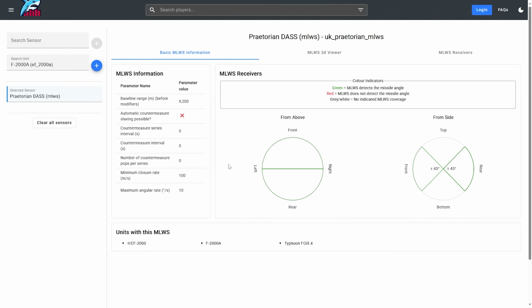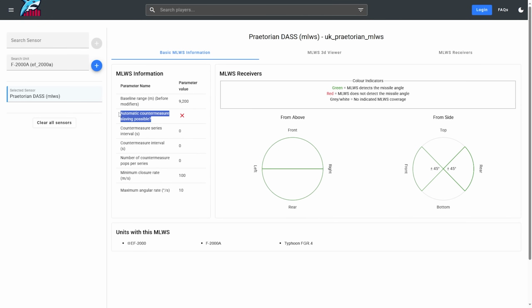Well, guys, this is StatShark, and we are using the sensor viewer over here to take a look at the RWRs and missile launch warning systems, the MALs, blind spots. So over here you can see some interesting things. For example, we have a 9.2 km max range of the MALs of the Praetorian DAS of the Eurofighter, right?